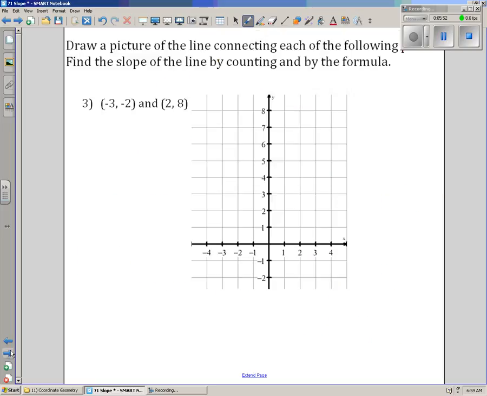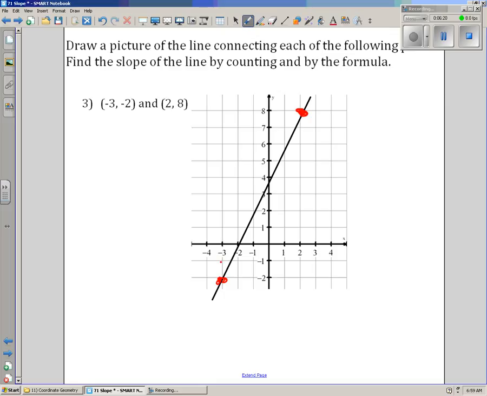Okay, so drawing a picture of the line connecting each of the following points, and we're going to find the slope by counting and the formula. So negative 3 comma negative 2. Negative 3, negative 2 is right here. And 2, 8 is right here. So we draw the line. Okay, and we can count. So I want to go from this point to the one we have. Let's see, we're going to go up.